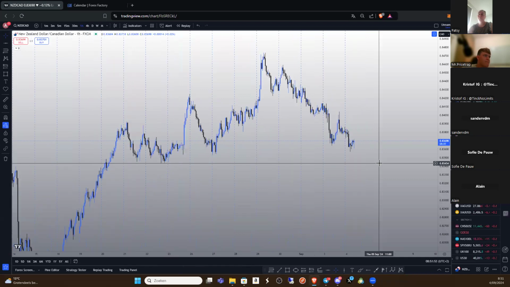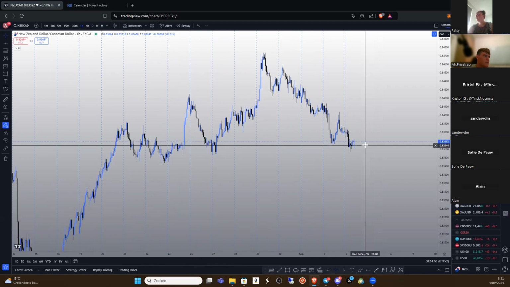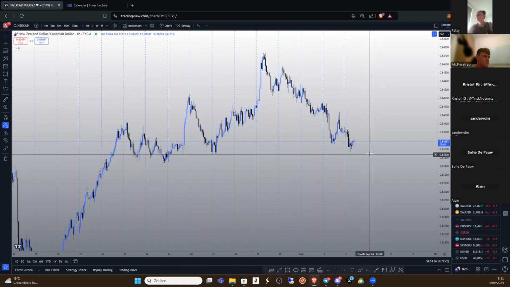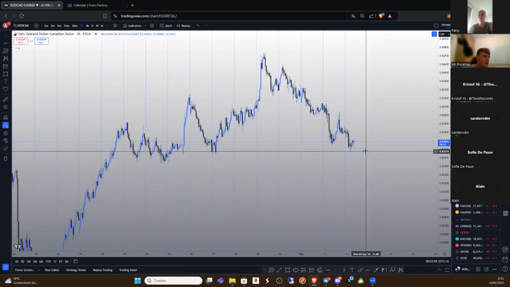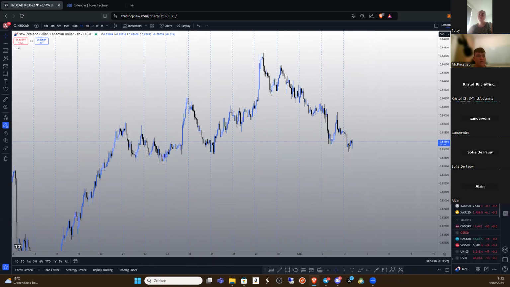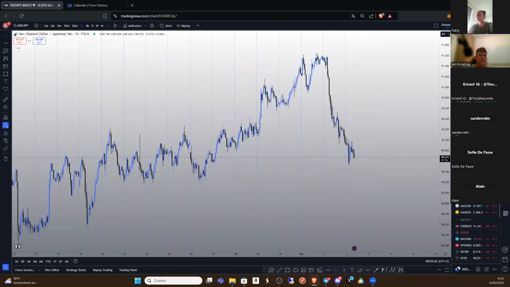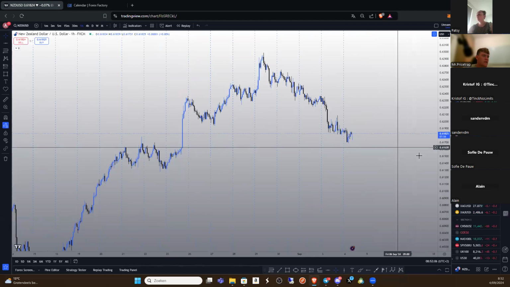NZD Canadian, we got a breakout. Created kind of equal low. Nah, I'm staying away. Don't like it. Not really the most beautiful charts today. It's a long time we had this.